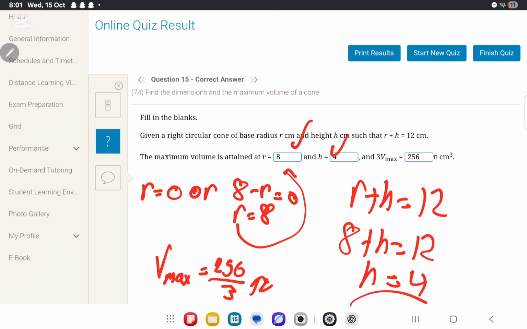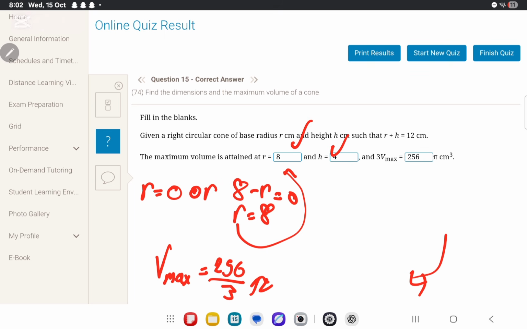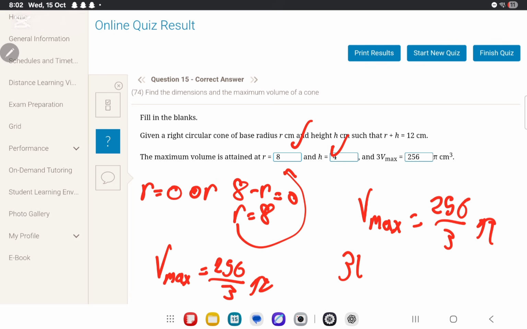Now they say 3 times the maximum volume. So if V max is 256 over 3 pi, then 3 V max, you're just going to multiply by 3. 3 and 3 will cancel, right? So it's going to be 256 pi.